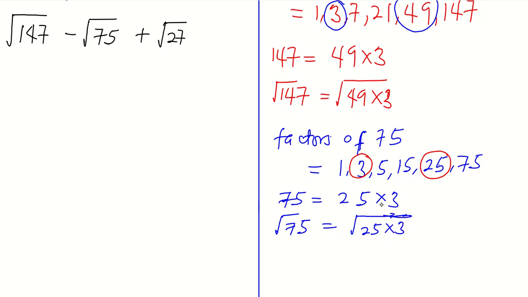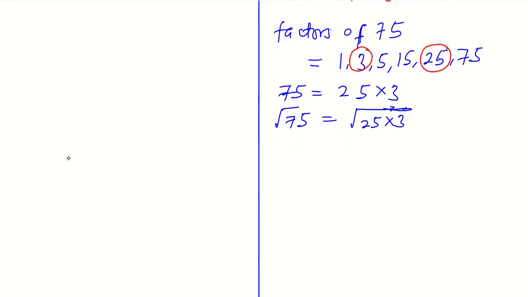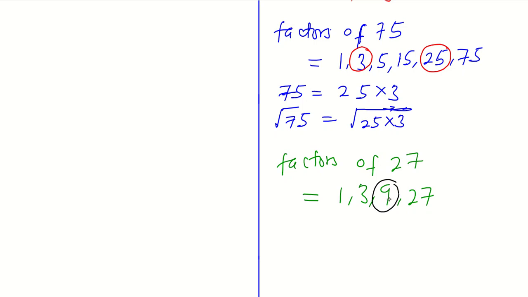Now the next one is 27. So square root of 27 is also not in reduced form, which means we have to find the factors of 27. And the factors of 27 are 1, 3, 9, and 27. So among these factors, now we ask ourselves, which one is a perfect square? And that one, we can consider 9. So 9 is a perfect square.